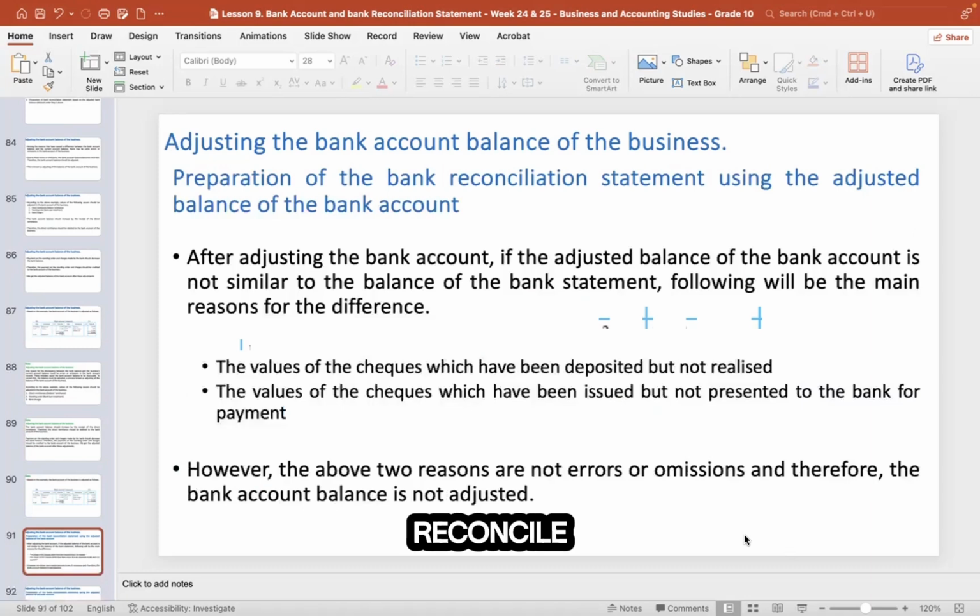Now we are going to reconcile this bank account further. That is the preparation of the bank reconciliation statement using the adjusted balance of the bank account. That is what we are going to do now.